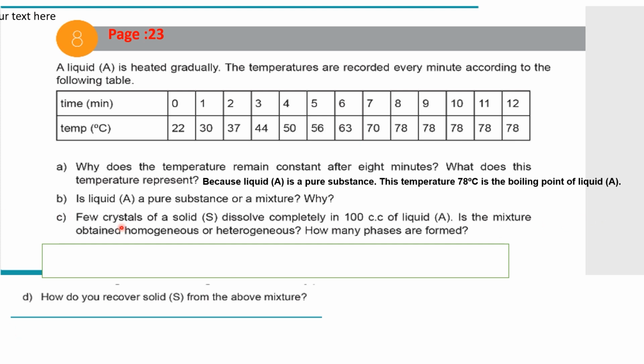Is liquid A a pure substance or a mixture? As we said, it's a pure substance because it has a constant boiling point. Liquid A is a pure substance since it has a constant boiling point.